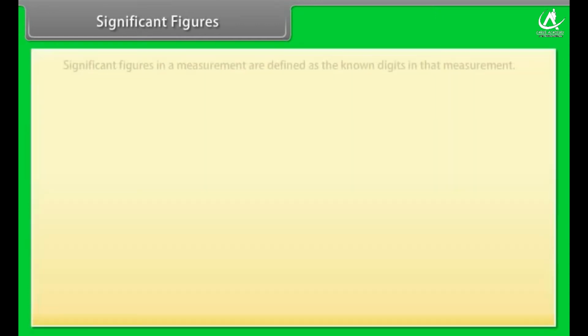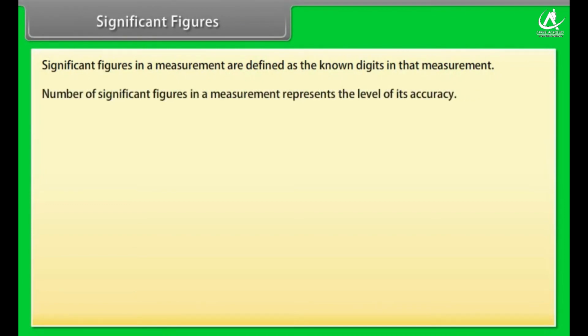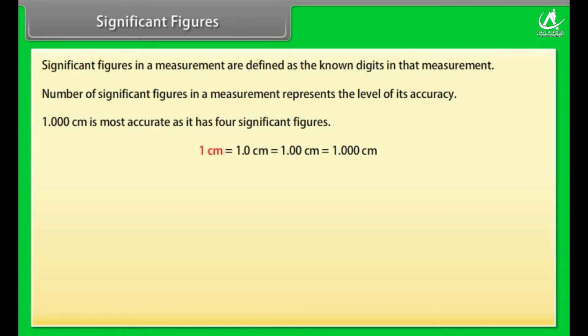Significant figures. Significant figures in a measurement are defined as the known digits in the measurement. The number of significant figures in a measurement represents the level of its accuracy. It means the more the number of significant figures in a measurement, the more accurate that measurement is. Let us take an example. 1.000 centimeter is most accurate as it has 4 significant figures.